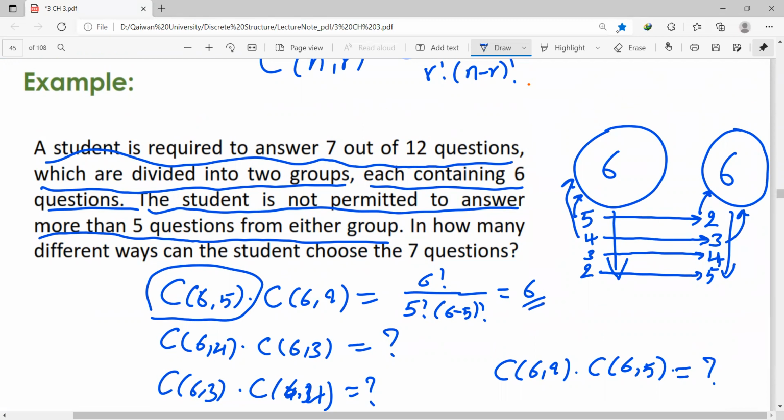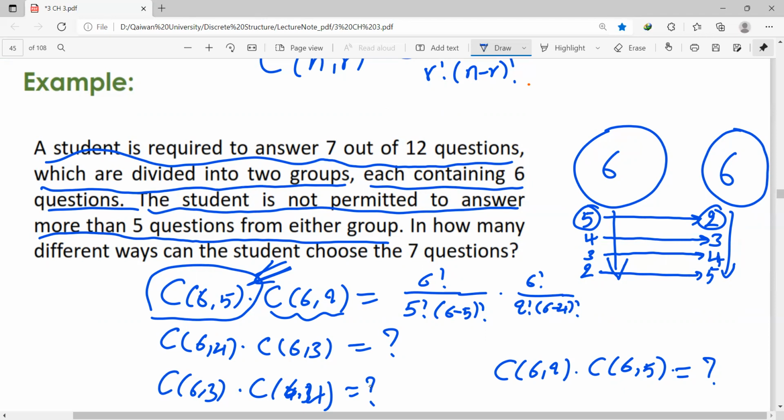So it's multiplying by, for this part. And for this part, we just multiply both cases, in each case. We have this, choosing our questions, and this one also. In this case, we multiply both combinations. It's multiplying by 6 factorial divided by 2 factorial times 6 minus 4 factorial.